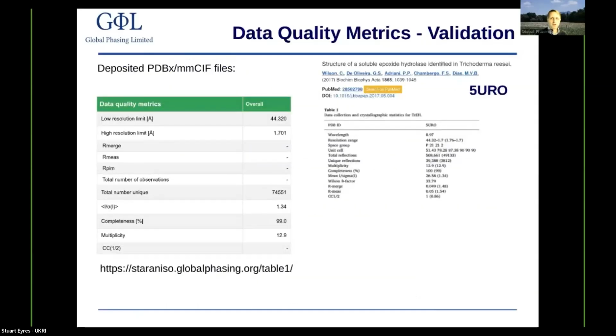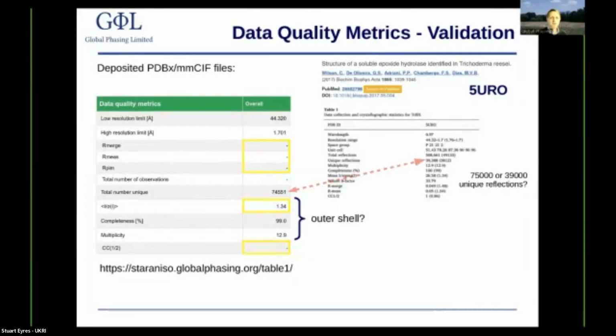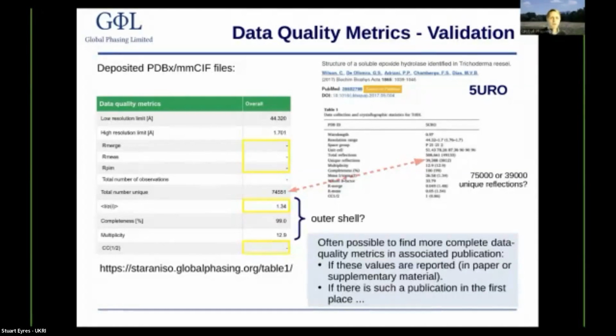Here's an example where the stored data quality metrics are clearly only a seemingly random subset of those provided in the original publication. Something must have gone wrong in filling out the deposition form, or when some software component was automatically extracting values from a log file. But the 5URO paper shows that the data does not have an overall I over sigma I value of only 1.34, and a CC1/2 value was available after all.